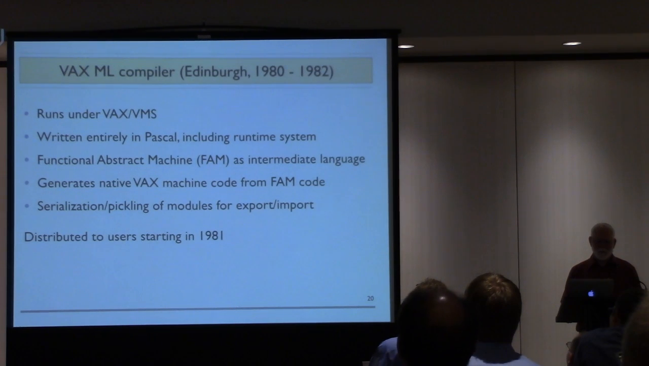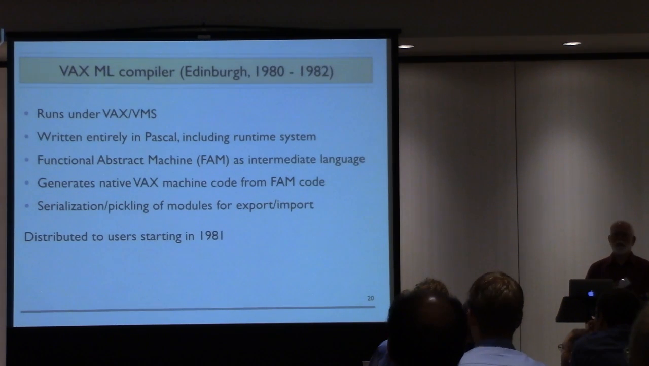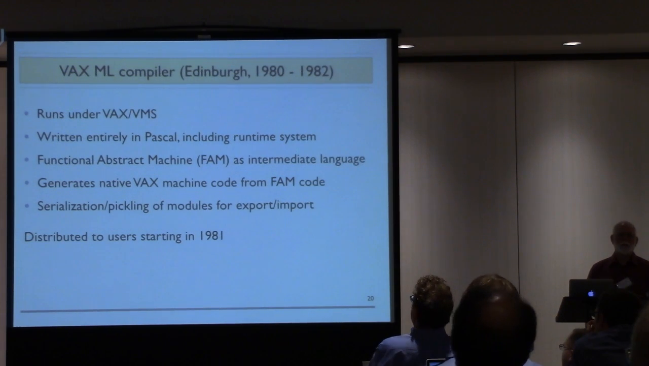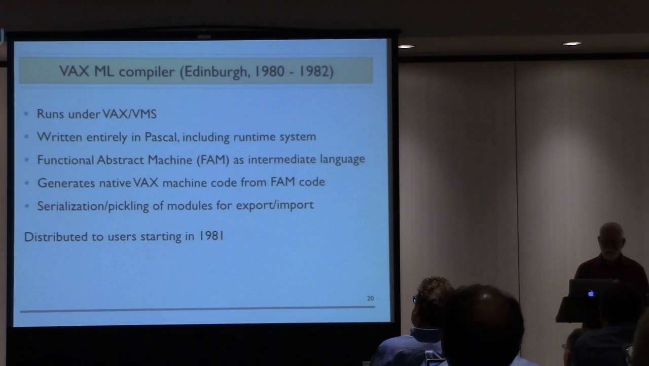As I said, this ran under VMS in Pascal. Oh, the functional abstract machine. So it compiled to an abstract machine called the FAM, or functional abstract machine, which had a big impact. That was published in the 1984 Lisp and Functional Programming Conference. Generated native machine code.